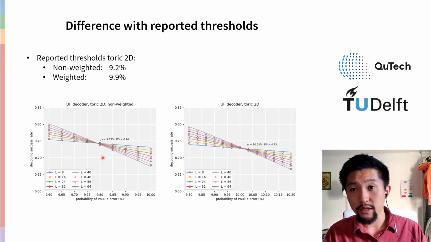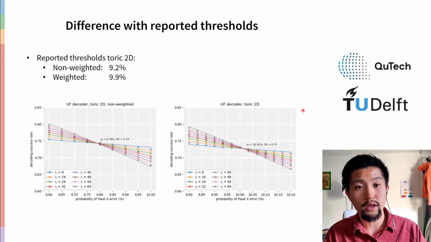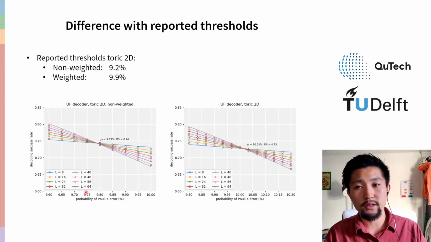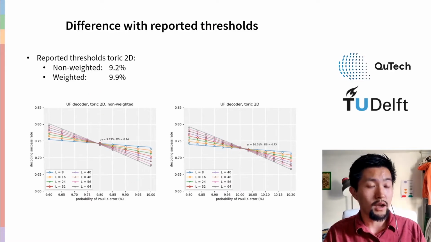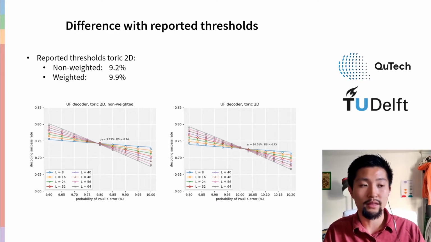For our own simulations, if we switch off weighted growth, so non-weighted growth, we are getting 9.8% compared to the 9.2% which was reported, and for the weighted case, we're getting 10% compared to 9.9%. So there's a very big difference in the non-weighted case. And we started investigating the differences in our implementation and the original pseudocode that was supplied.